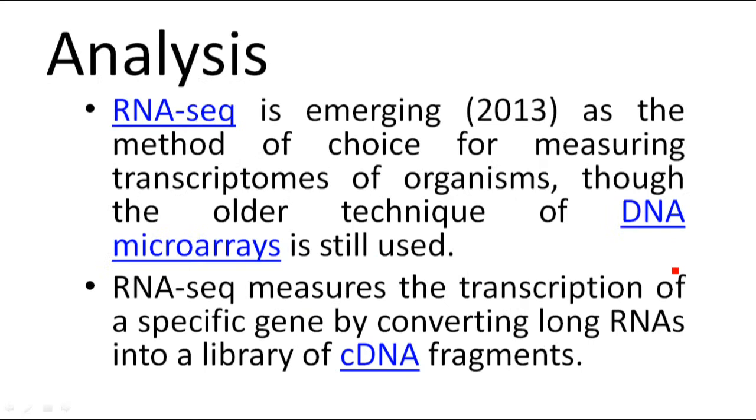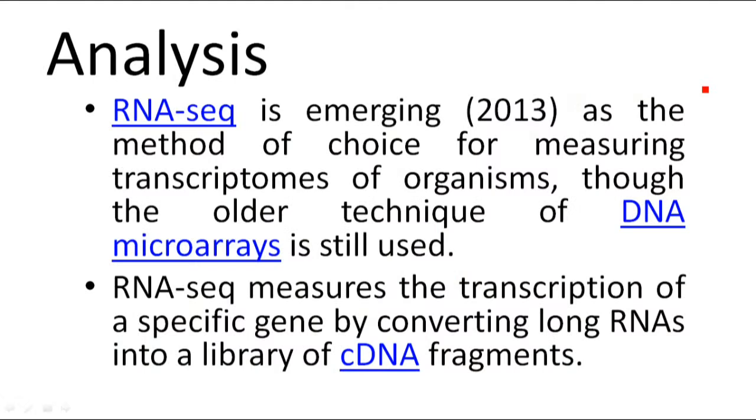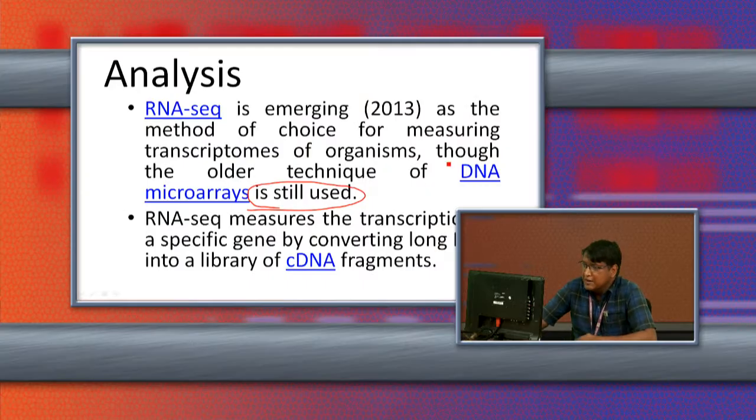Another one, how transcriptome is analyzed. It is analyzed by the RNA-seq method, which was emerging in 2013 as the method of choice for measuring the transcriptome of an organism, though the older technique of DNA microarrays is still used. Just imagine, for total mRNA expression, for total mRNA profiling, we depended upon the procedure called DNA microarray till now. But what researchers used to say is that DNA microarray is an age-old technique. It is replaced by RNA-seq, right? You may be asked two more questions. What are the methods to study the transcriptome profile of the cell? You can write microarrays and RNA-seq, right?